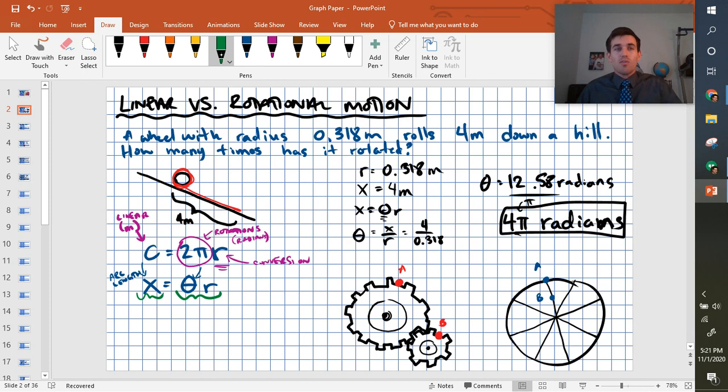If I take x over time, so x divided by time, that's equal to velocity. So if I divide this side also by time, I can say in linear terms, velocity is equal to theta over time, and theta over time is our angular velocity, so that's omega times r. And then finally, linear acceleration, if I divide it by time one more time, will be alpha times r.